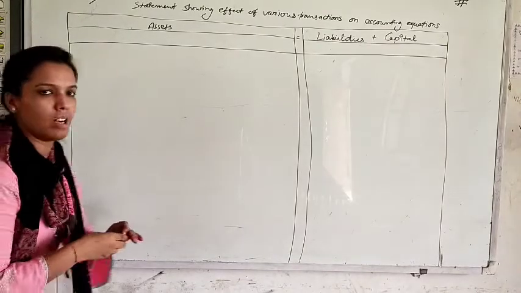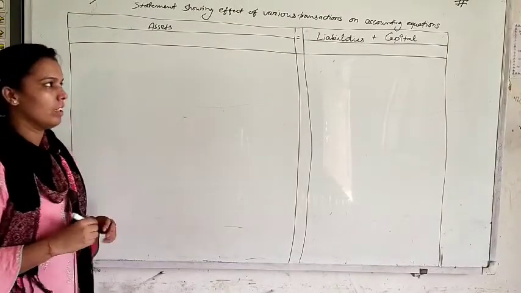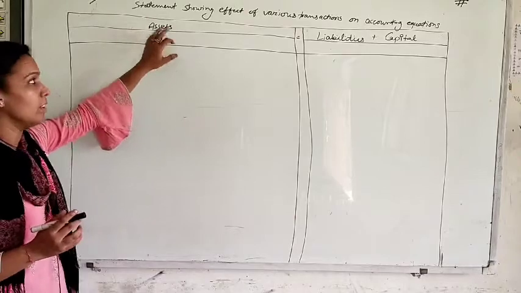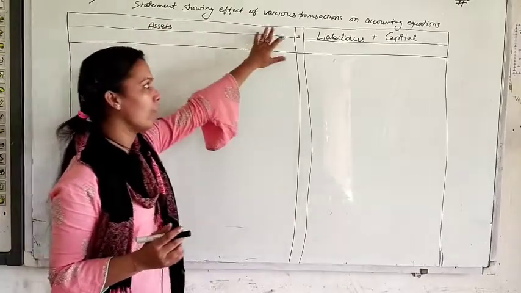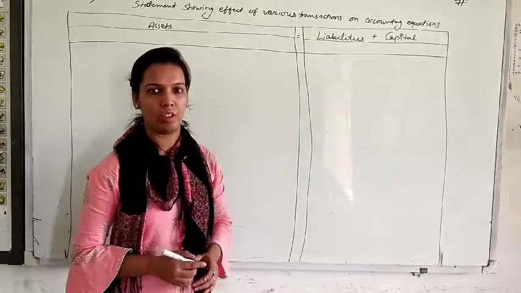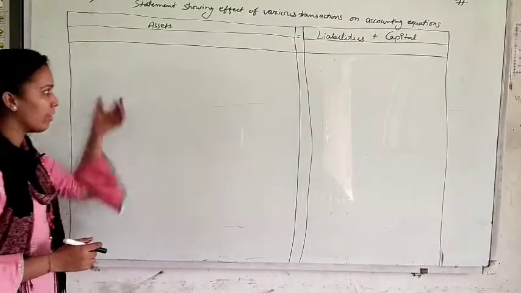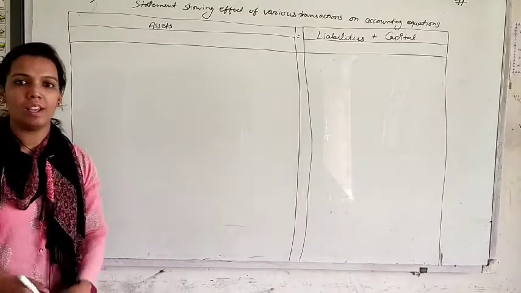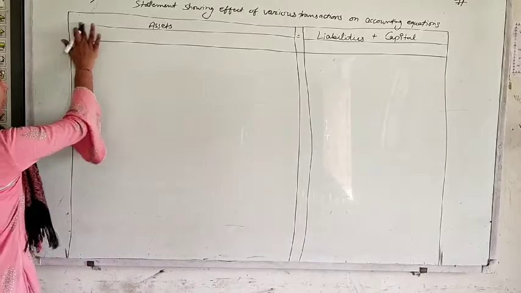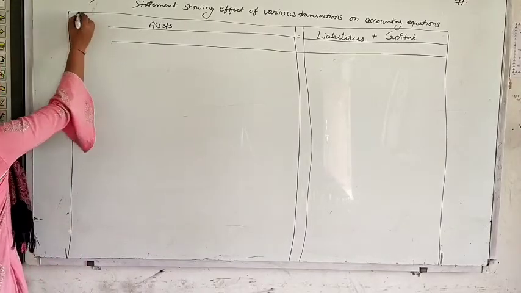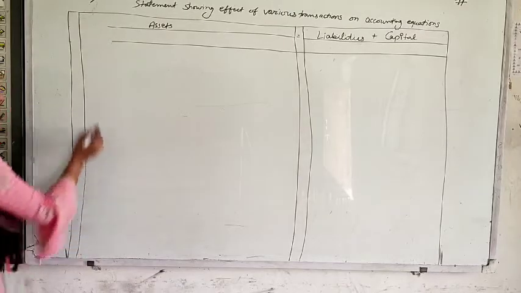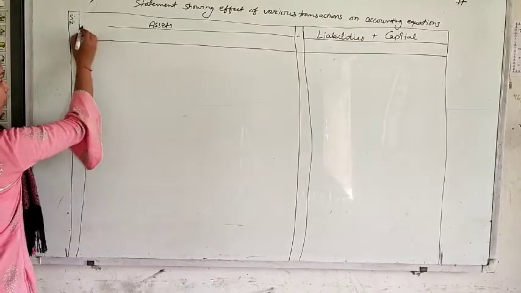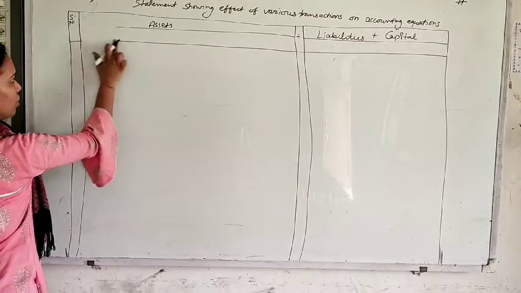So now we are going to start question number 1. You can see on the board that first of all we have to write the heading of the statement showing the effect of various transactions on the accounting equation. What is the effect of the transactions? We will show a lot of transactions here. So what will be the format? First, you have to prepare a column for serial number. We will number the transactions like 1, 2, 3, 4.